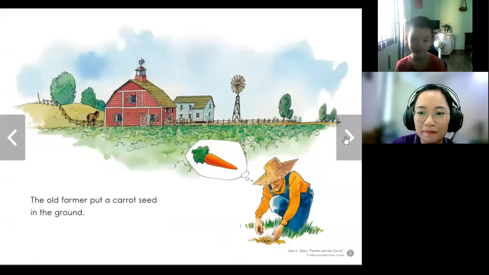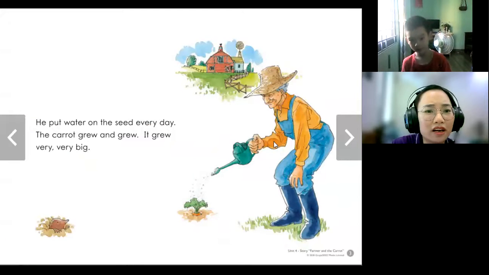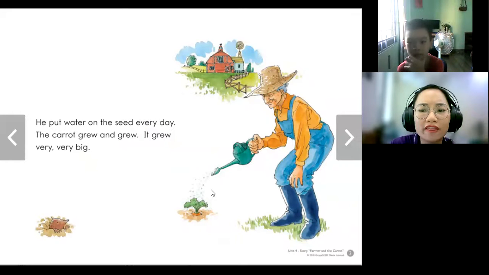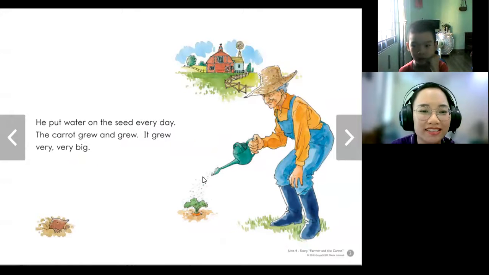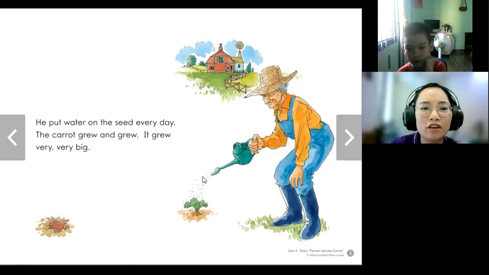Okay. And what did the farmer put on the seed every day? The farmer put water. Do you put water on the flowers or the trees at your house? Yes, right. And how did the carrot grow? The carrot grew very, very big. Yes, it's very, very big. Good.